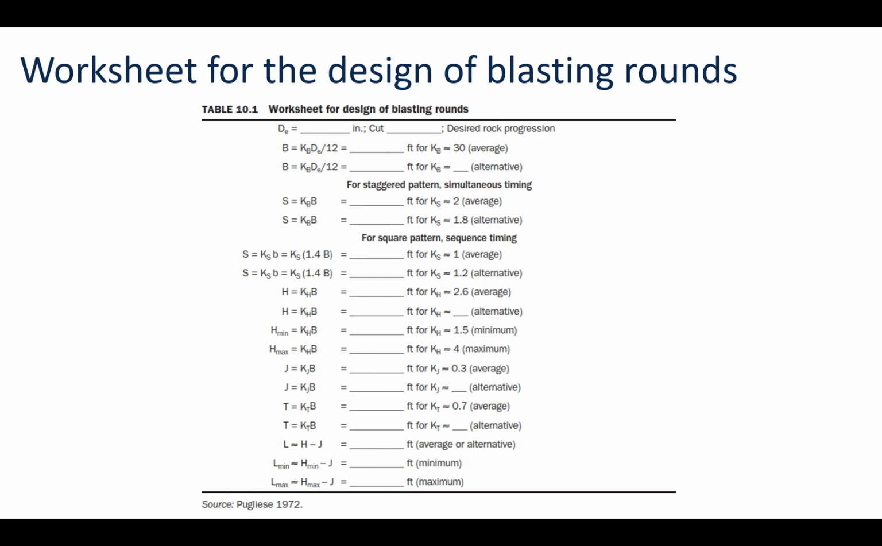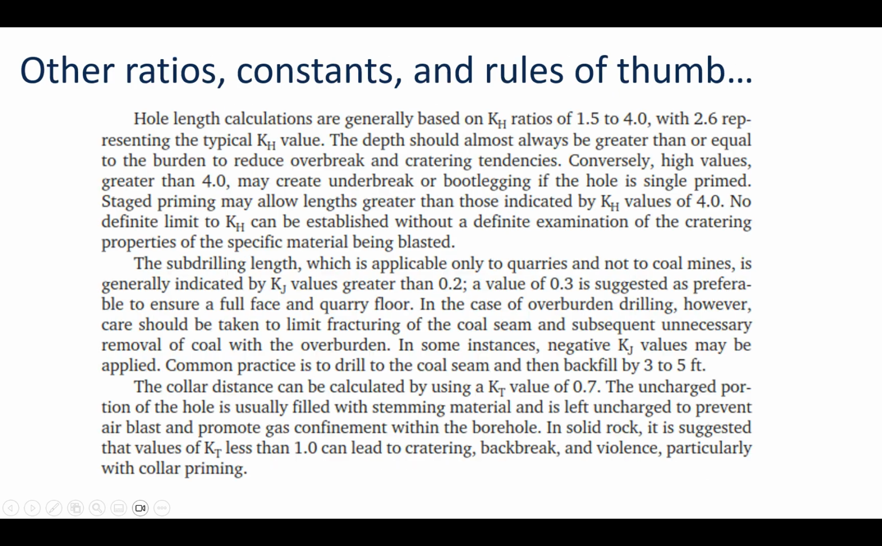And then here we have a final worksheet for blasting rounds, where you can calculate the burden and the spacing for staggered or square patterns. So if you have a sequence firing or simultaneous, you can calculate the spacing, H, K sub J, T, B, and it also gives you average values for some of these variables here. Other than that, we've got these other ratios, constants, and rules of thumb.